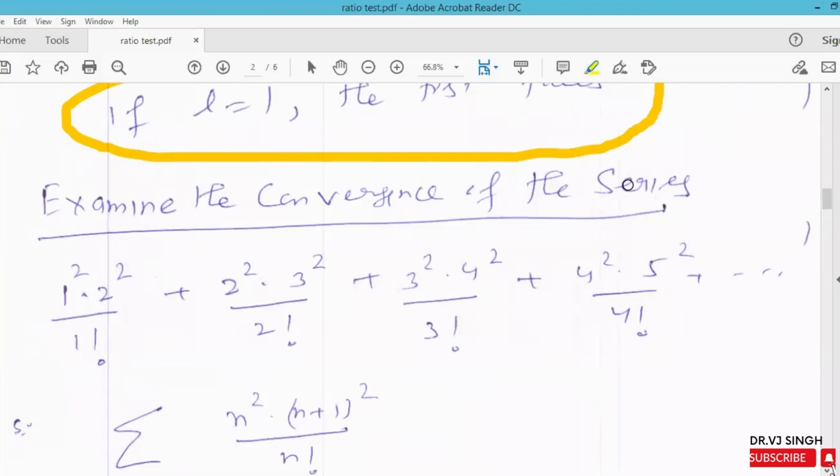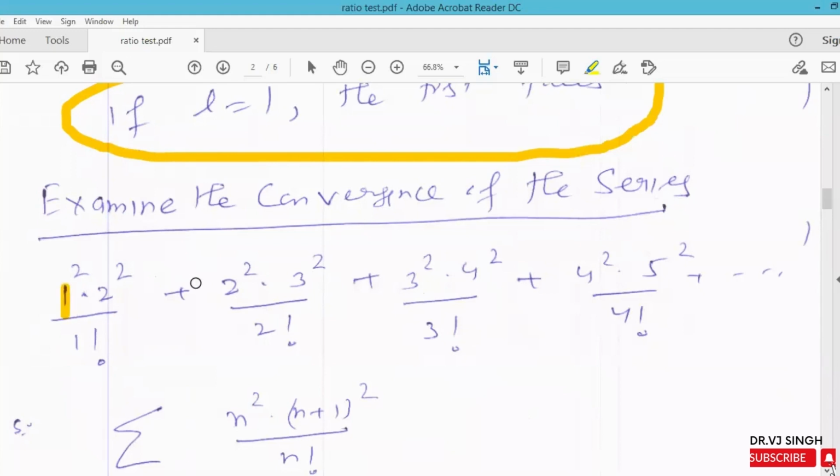अब इसको अंडरलाइन करना है. कॉपी में जो भी मैं बताता हूँ उसको लिखना सभी लोग. How you can, कि आपको कैसे पता चलेगा कि which method is applicable to this question or not. Suppose now question is 1 square multiply 2 square 1 factorial plus 2 square 3 square 2 factorial, 3 square 4 square 3 factorial.